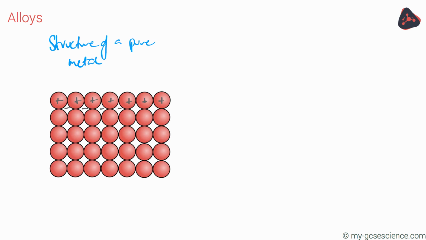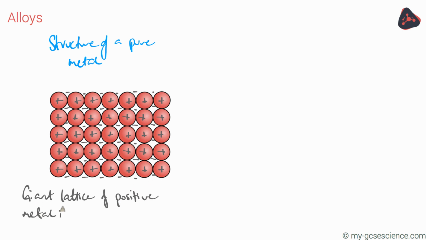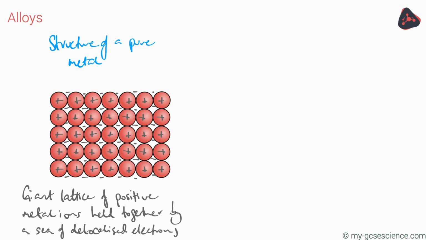We covered alloys a bit already in the earlier video on metallic bonding, but let's just recap the main points here. On the left-hand side, we've got the structure of a pure metal, which is a giant lattice of positive metal ions that are held together by a sea of delocalized electrons. This structure makes metals quite malleable, which means they can be shaped quite easily without breaking, but that also means that they're often softer than needed for a particular purpose.